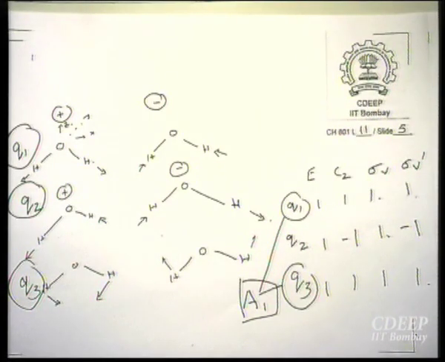And what about Q2? What is Q2? B1. Why B? Because the character of the principal axis of symmetry is -1, therefore B, and 1 because the character with respect to sigma V is +1. So you see, if you had defined your x and y axes differently, the name would have changed. So you have to be very clear about how we define our axes. Alright. So this is B1.